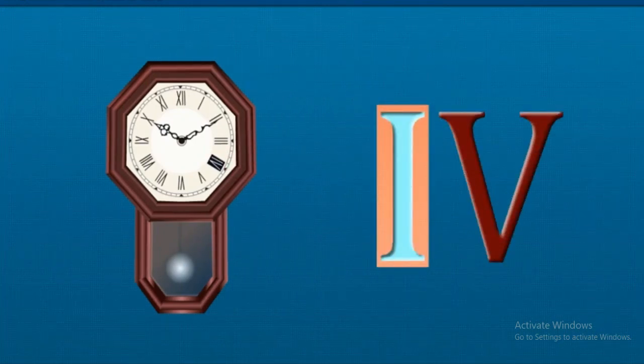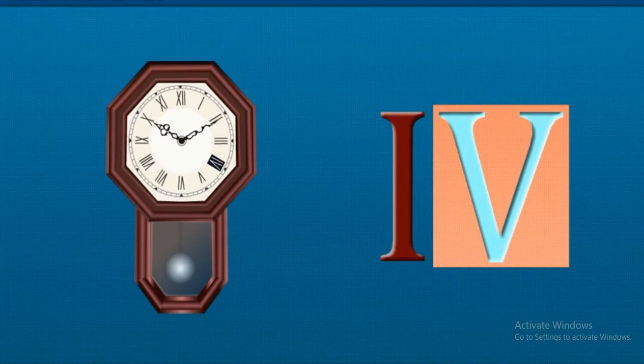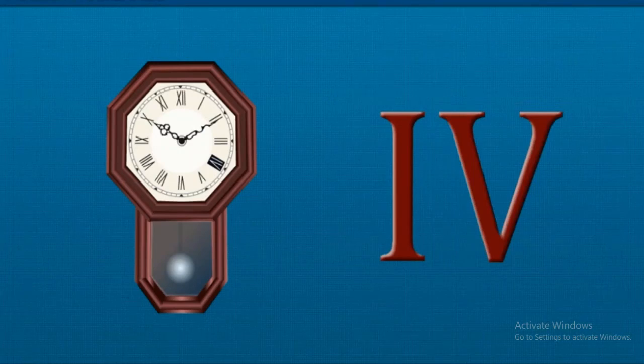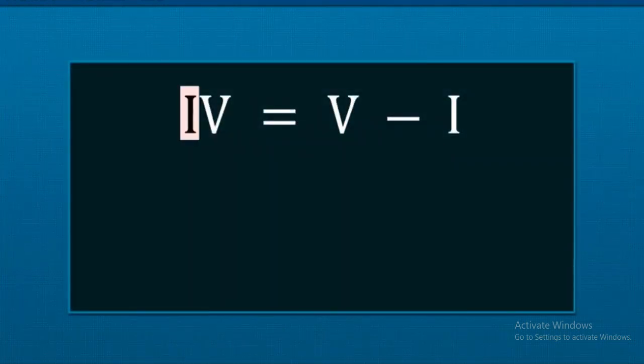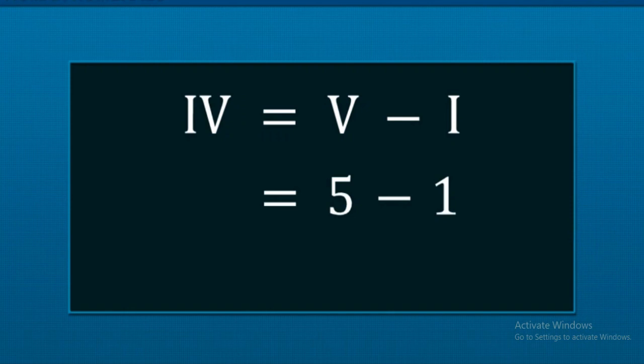Here I is written to the left of V. When a smaller value symbol is written to the left of a larger value, it is subtracted from the value of the larger value symbol. Here the letter I, which is equal to 1, is written on the left of V, which has a value of 5. This means 1 is subtracted from 5. Thus, the value of this Roman numeral is 4.